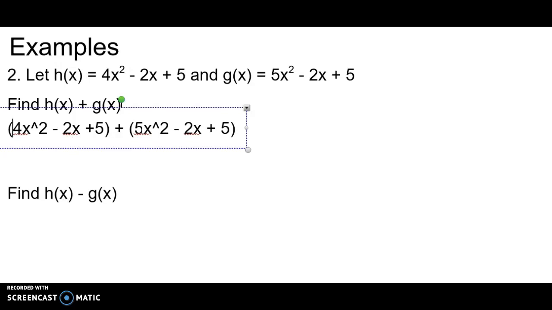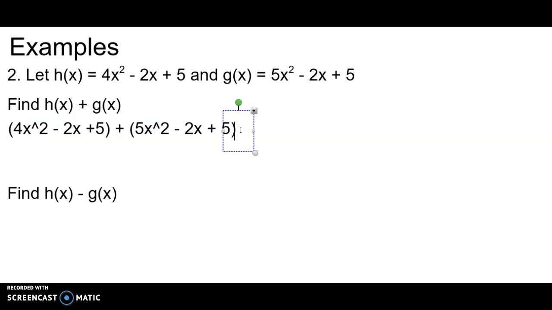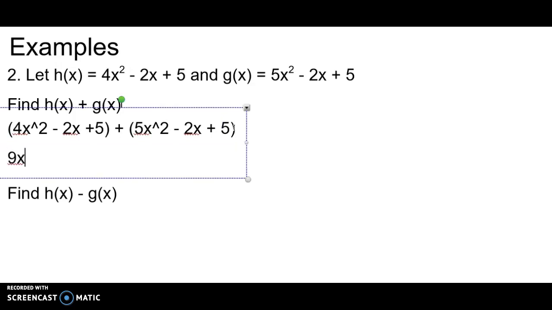So 4x squared and 5x squared are like terms because they both have these x squared terms here. So then we just add the numbers in front. 4 and 5 is 9, and we keep x squared, so 9x squared. We don't add the exponents or anything like that. Negative 2x and negative 2x are like terms because they both have an x without any exponents. Negative 2 plus negative 2 is negative 4x. And then 5 and 5 are like terms. 5 plus 5 is 10. So we get 9x squared minus 4x plus 10.